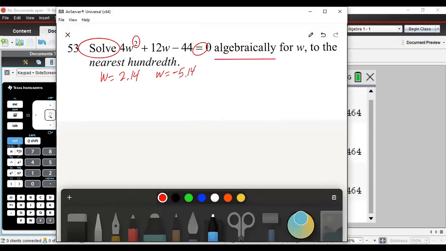Now, if this is all I do using nSolve, this is 1 point. I rounded it properly, I used nSolve, and I found both the solutions. This would be 50% of the points. And that's not bad. Get every point you can.